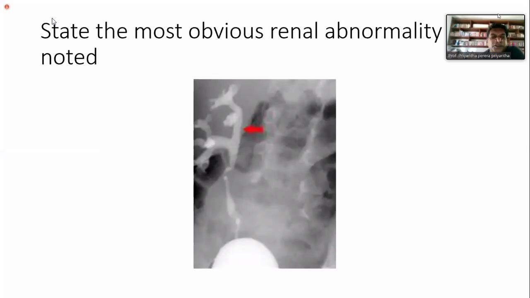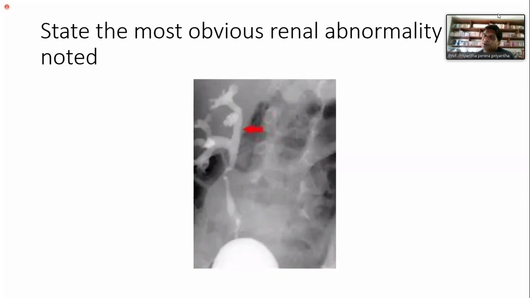Sir, can we tell 2 different grades for 2 sides? Yes, because it doesn't need to be always the same. Reflux can differ from one side to the other. It can be unilateral, on one side, or on both sides equal, or it can be unequal.